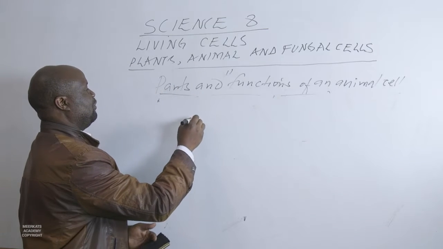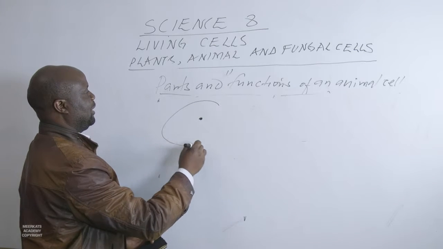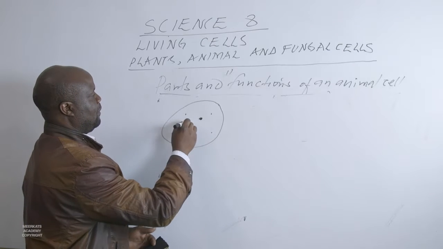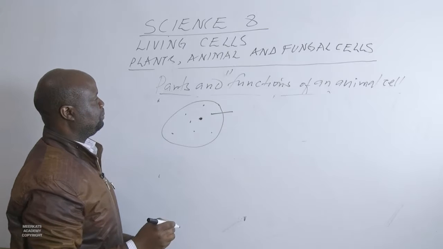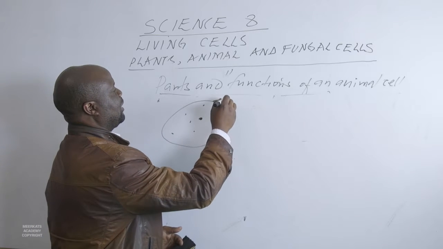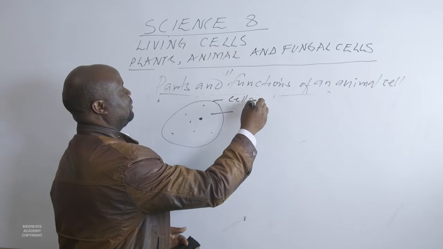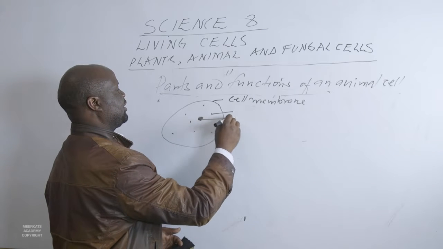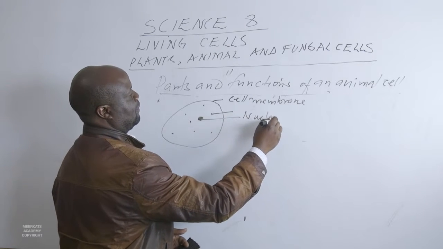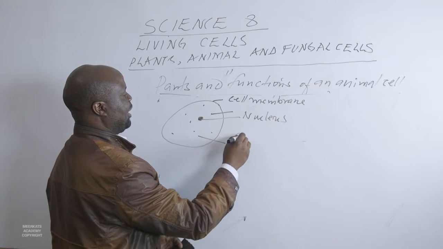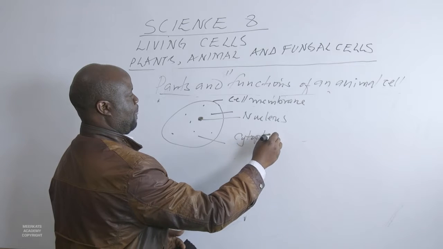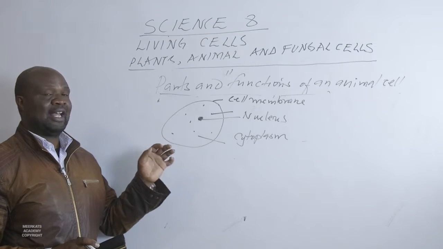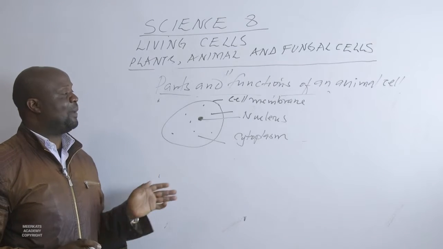A simple structure of an animal cell looks this way, for instance, and this one can be the cell membrane. That is the cell membrane. Then the middle part of it, that is the nucleus. Then within this one, we can have the cytoplasm. So this is how you can observe a simple animal cell in a light microscope.